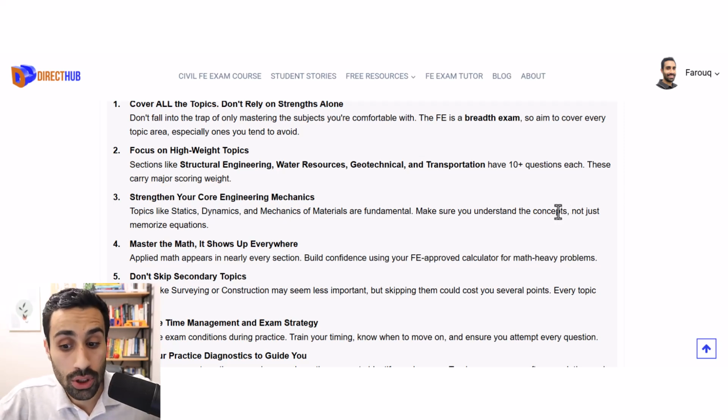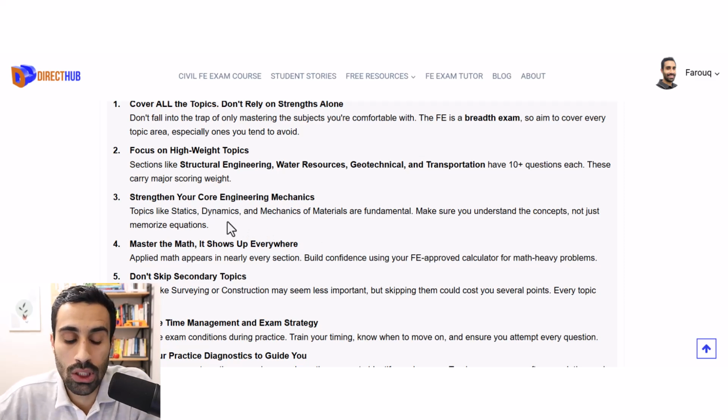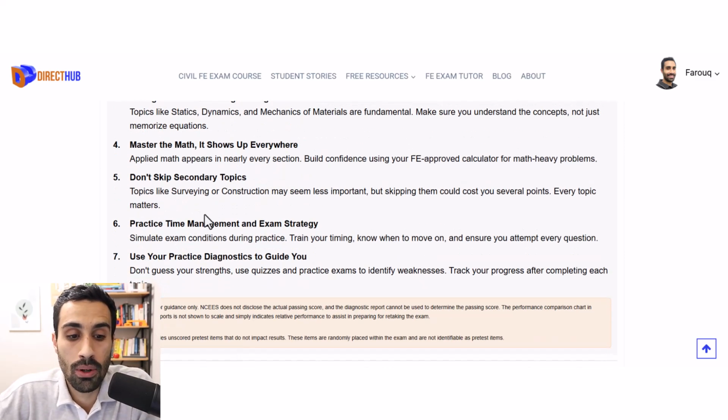So make sure you understand the concept, not just memorize equations, as you do practice problems. Master the math, it's going to show up everywhere. You can get a lot of math fundamental problems in the mathematics and statistics, and some of these can be solved really easily using the calculator. So easy points can be grabbed out of that math and statistics section. Don't skip secondary topics. Topics like surveying and construction may seem less important, but skipping them could cost you several points.